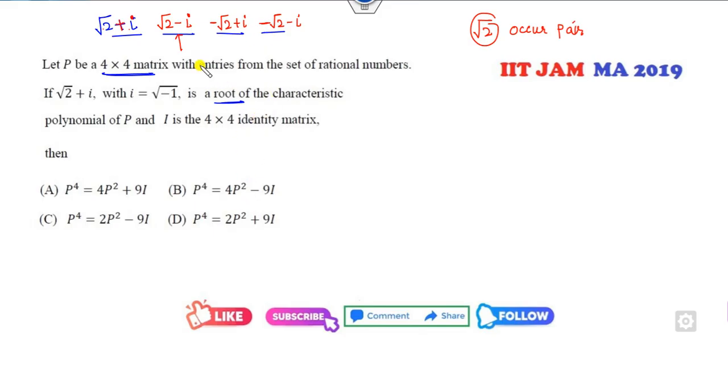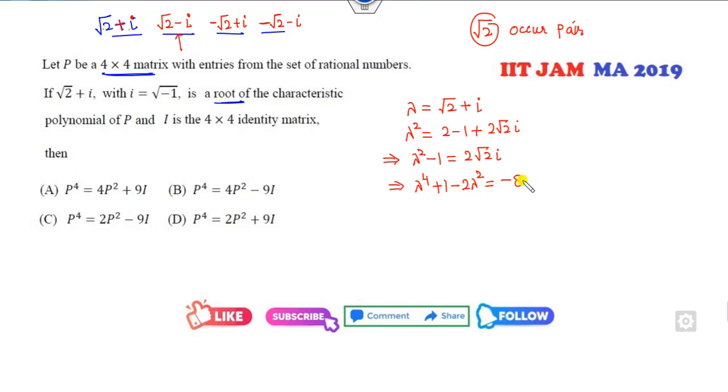Fine. Now it's very simple, you can pick any one of them and substitute in these options. Look at that. If I take the first option, say this value, fine, then I can find this value, so I can scale them. So it will be 2 minus 1 plus 2 root 2 iota. So that means lambda square minus 1 is 2 root 2 iota, and I need a power 4, so again I can scale them. Plus 1 minus of 2, it will be my minus 8. So what is that? Lambda 4 minus 2 lambda square plus 9 is my 0.